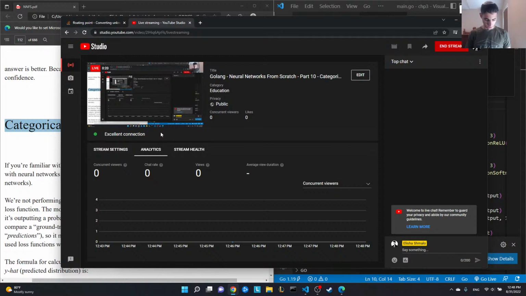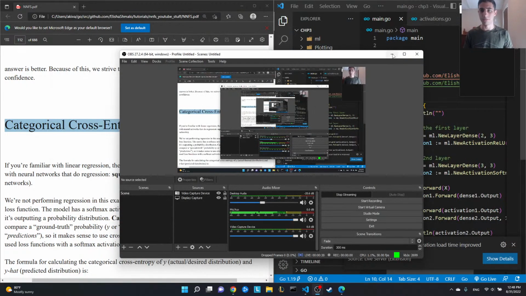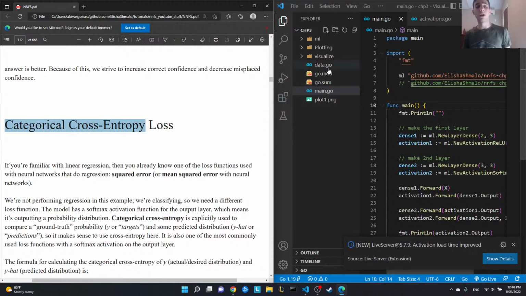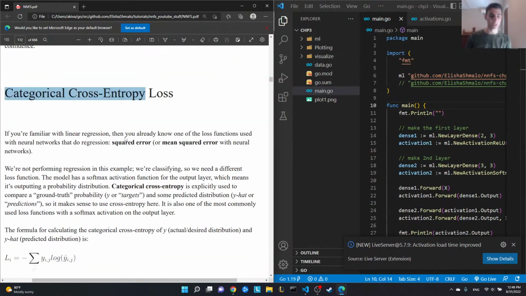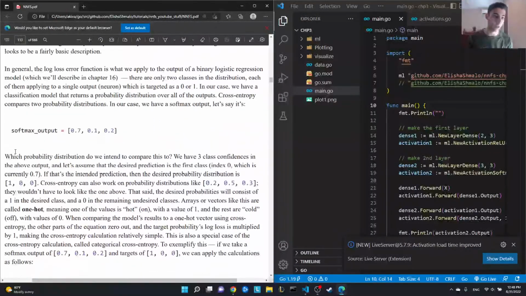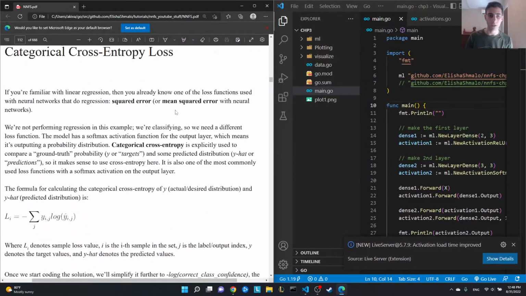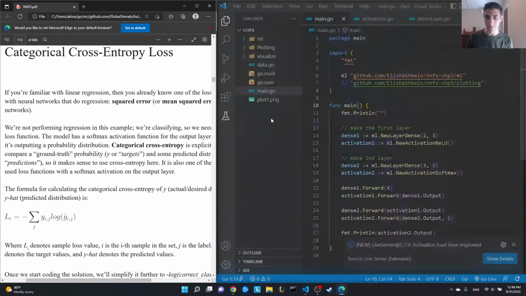Okay, great. All right, let's review a little bit about what we're doing here. This is the 10th part of the Neural Networks from Scratch series in Golang. We are going through the book, Neural Networks from Scratch in Python, and I am turning it all into Golang.